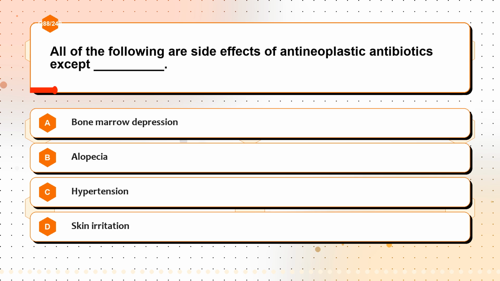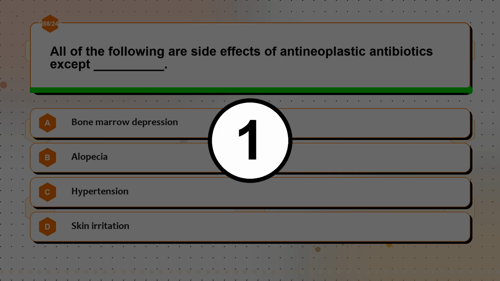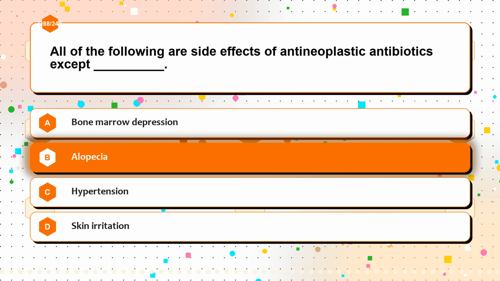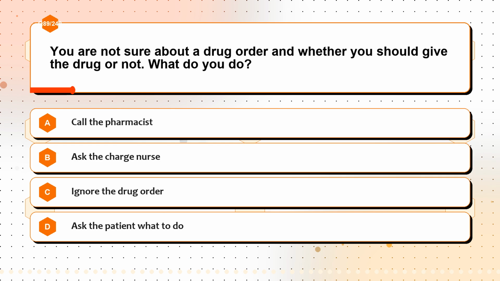Question 88. All of the following are side effects of antineoplastic antibiotics except blank. Here are the options. Option A. Bone marrow depression. Option B. Alopecia. Option C. Hypertension. Option D. Skin irritation. The correct answer is option B. Alopecia.